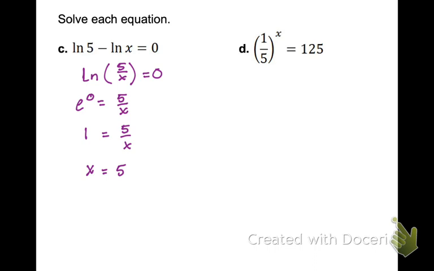Cadence, what are you going to do on D? 5 to the negative x equals 5 to the third. So x equals negative 3. So this one we use the inverse on. And then 1-to-1. And this we use the 1-to-1.